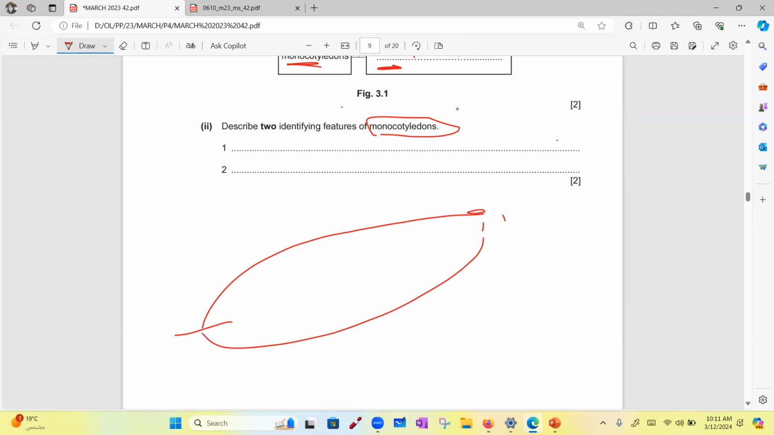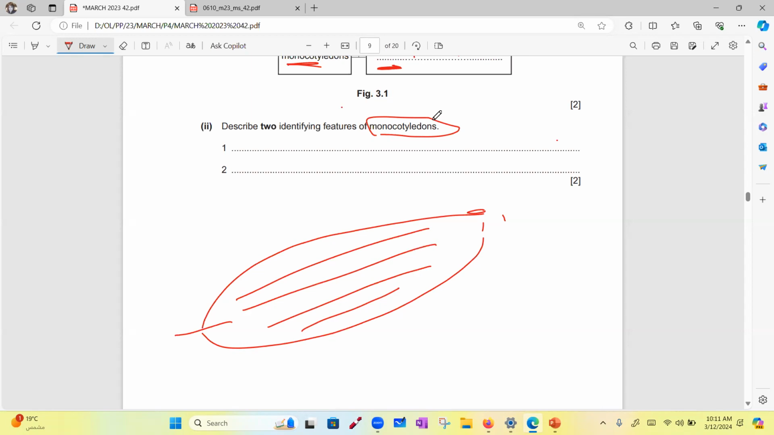No, parallel. Parallel veins, straight veins. You just forgot. Okay? So the leaves are long and thin, and they have parallel veins, and they have flower parts in multiples of 3. How many cotyledons do they have? The first, yes, 1 cotyledon.